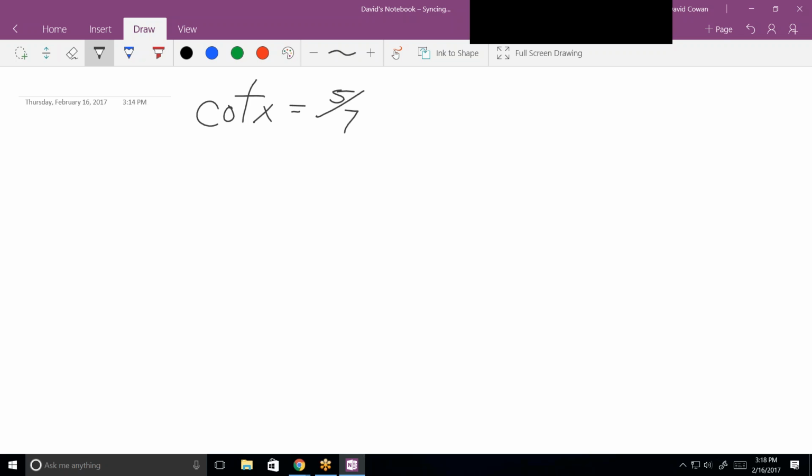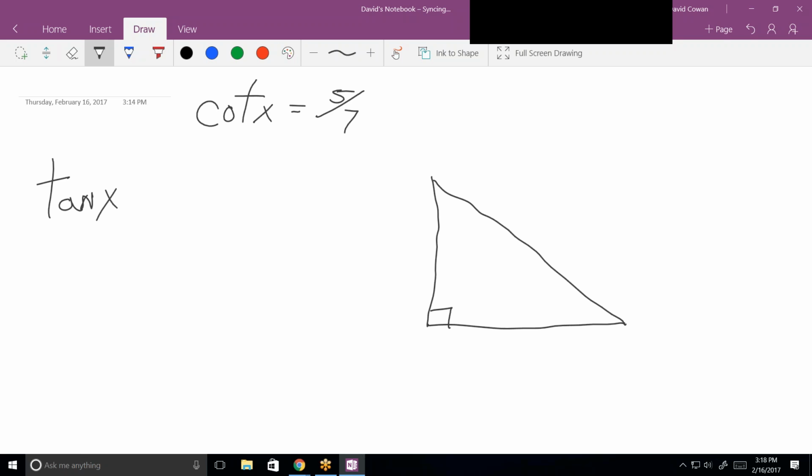Whenever they give you one trig function's value, it actually allows you to calculate all other 5 trig functions, at least if they give you the correct quadrant. Now, they didn't give us a quadrant here, and the reason is they're asking you about tangent. Whatever the sign on cotangent is has to be the same sign on tangent.